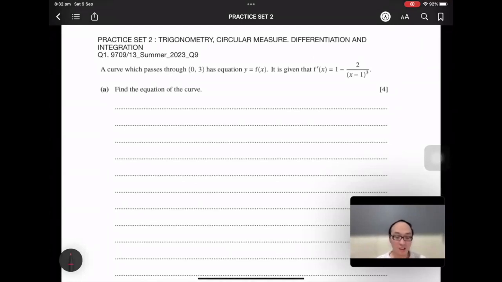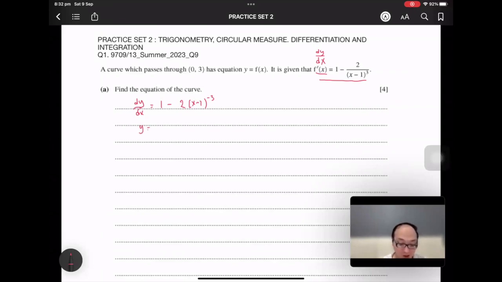A curve with path through (0, 3) has equation y = f(x). It is given that f'(x) = 1 - 2/(x - 1)^3. Find the equation of the curve. To find the equation of the curve, we have to integrate this, because this is f'(x). We know that this is dy/dx. So dy/dx is 1 - 2(x - 1)^(-3).